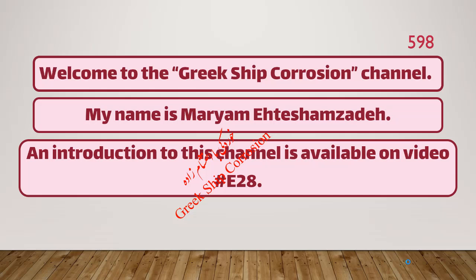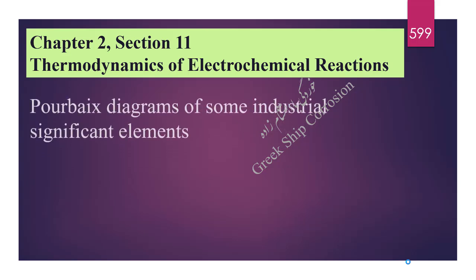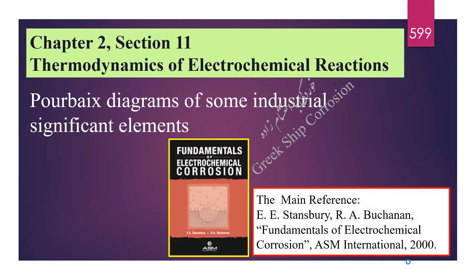An introduction to this channel is available on video number E28. Chapter 2, Section 11, Thermodynamics of Electrochemical Reactions. Pourbaix diagrams of some industrially significant elements. The reference is Fundamentals of Electrochemical Corrosion, ASM International.